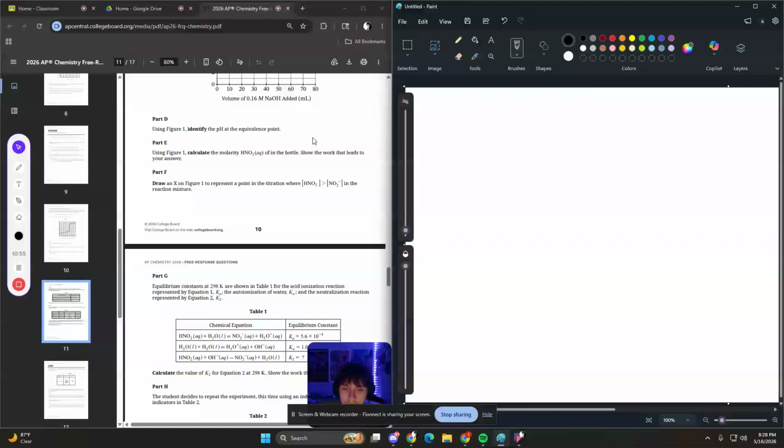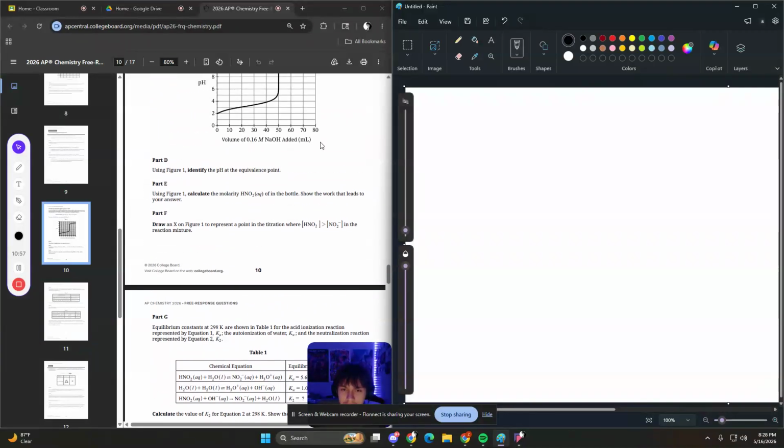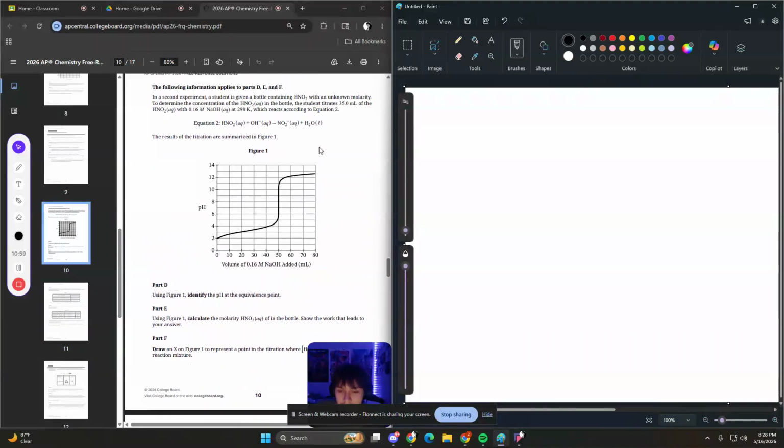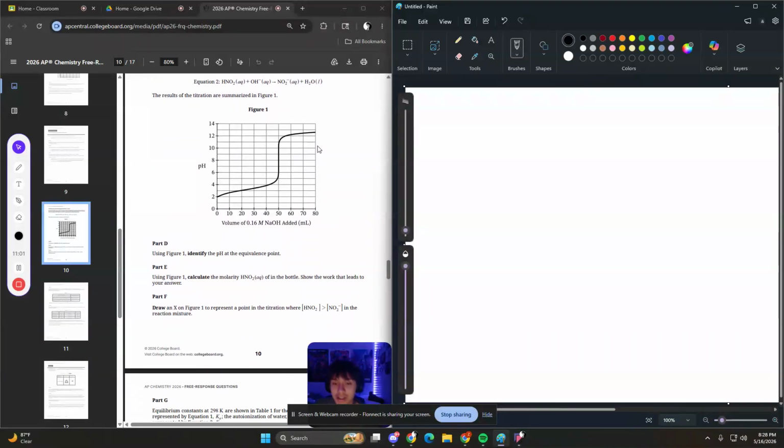Draw an X on figure 1 to represent a point where the titration has a concentration of nitrous acid greater than its conjugate base. So if we do a little rough sketch of the titration curve, we know that this is our equivalence point. We know that this is our midpoint, if we remember. Our midpoint is where our acid is the same as our conjugate base.